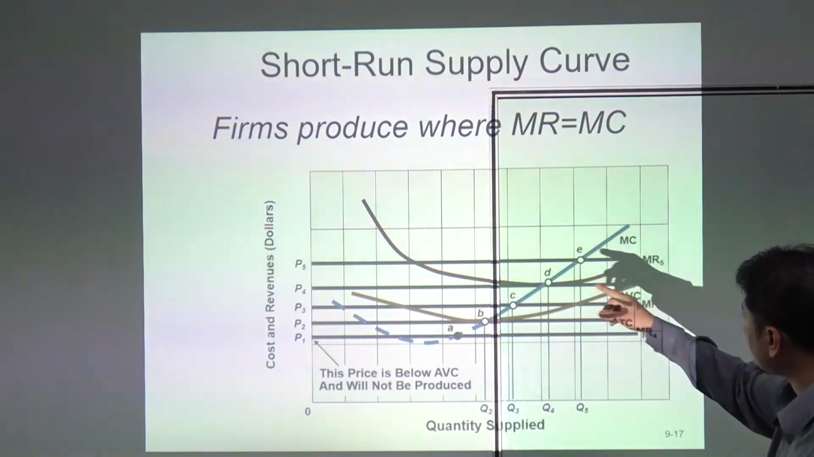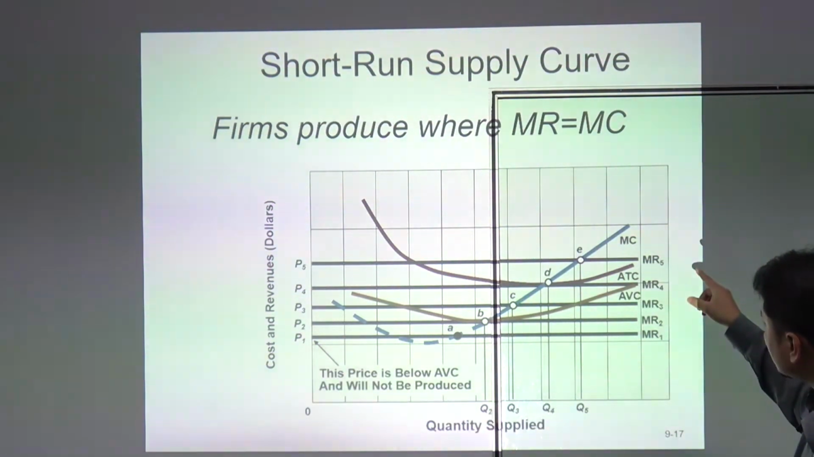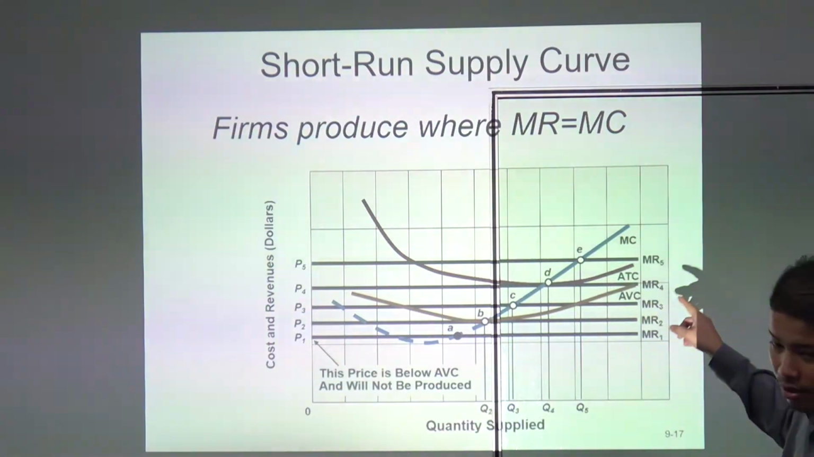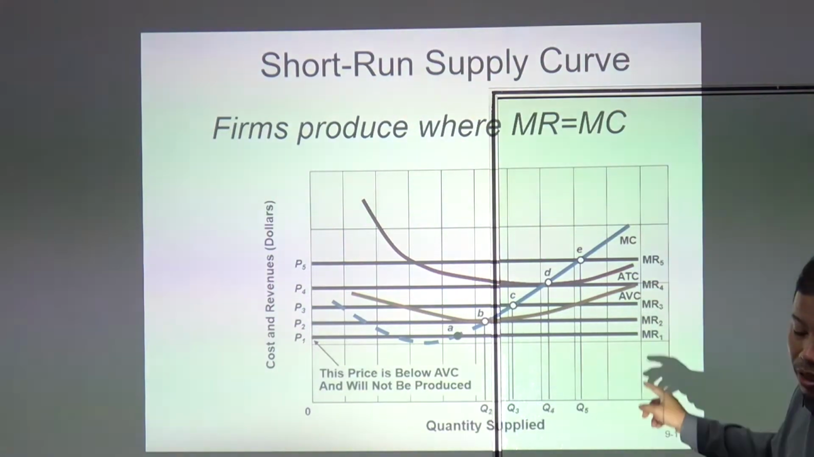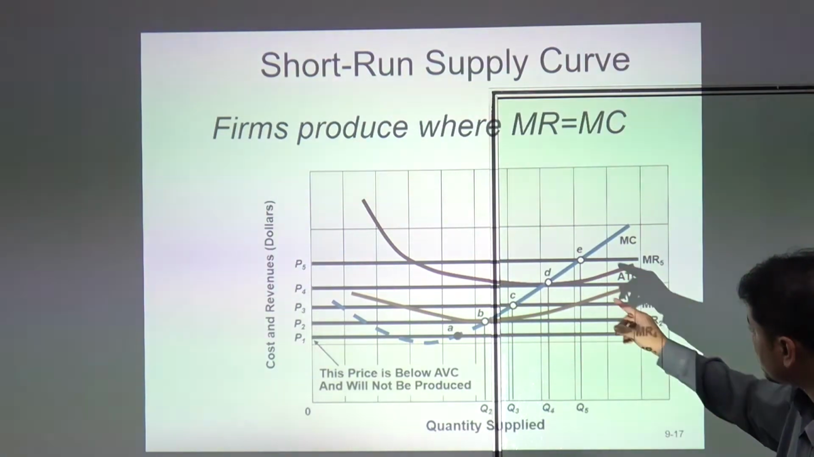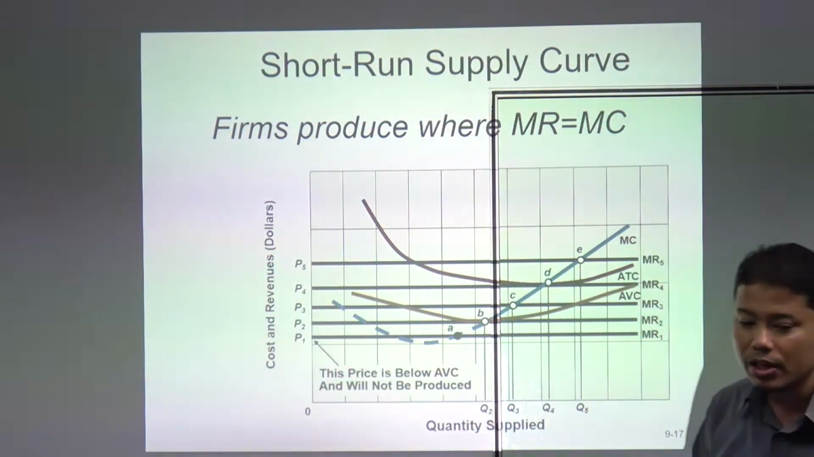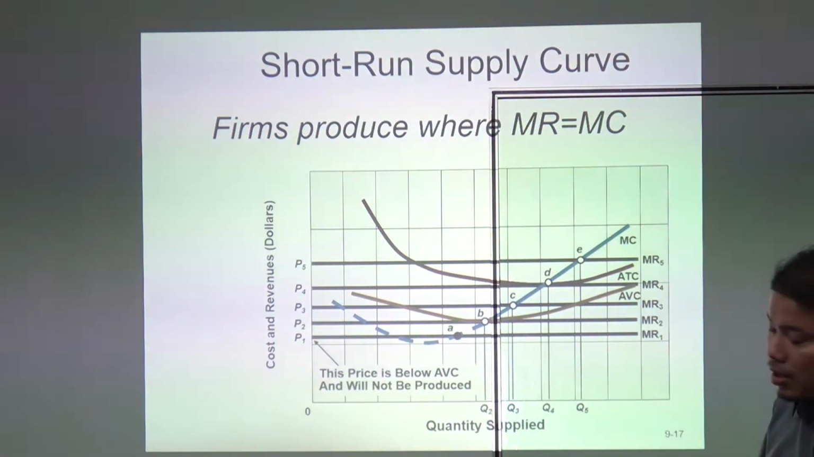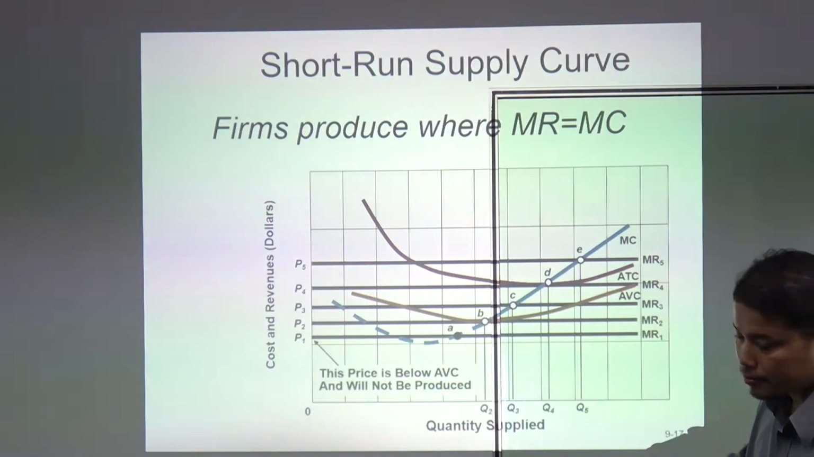If the price is P3, then MR3 will be equal to MC at point C, and the output is Q3. So when you trace Q3 upward, P3 is below ATC. When P3 is below ATC at Q3, the firm is making losses. Should the firm produce or not? Yes, because P3 at Q3 is still above average variable cost. So when the price is still above average variable cost, the firm should produce at Q3.